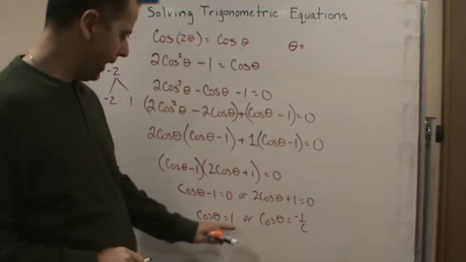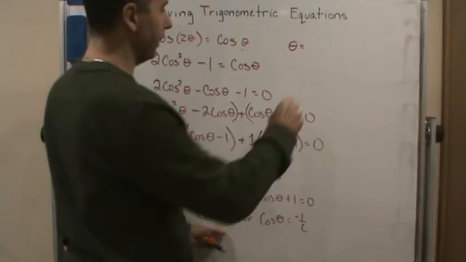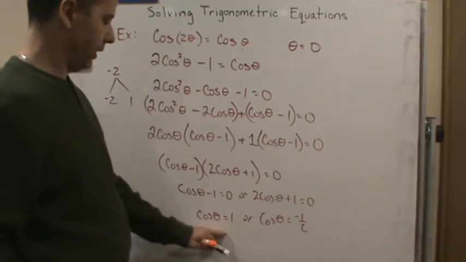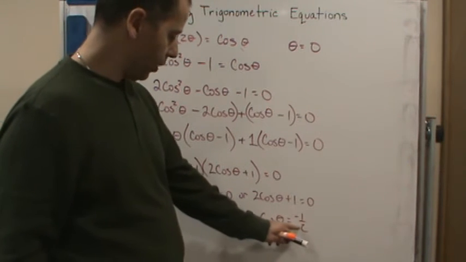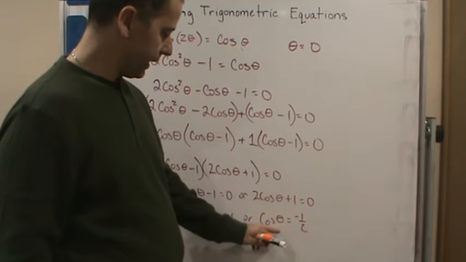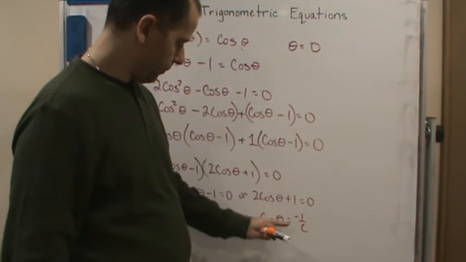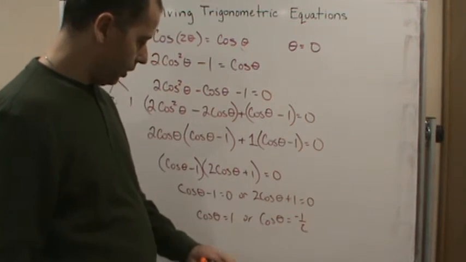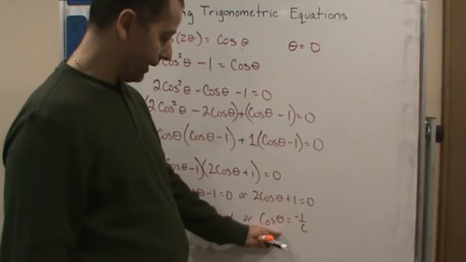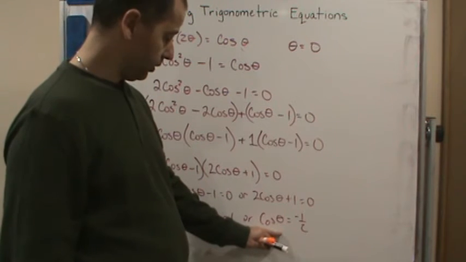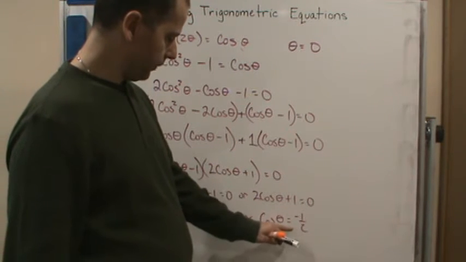So from 0 to 2 pi, I know that cosine is 1 when theta is equal to 0. And cosine is equal to negative 1/2. Again, cosine is negative in the second and third quadrant. Negative 1/2 means this is going to be the cosine of a 60-degree angle. Again, use your unit circle and your reference triangle to figure it out. But this is going to be a 60-degree angle.